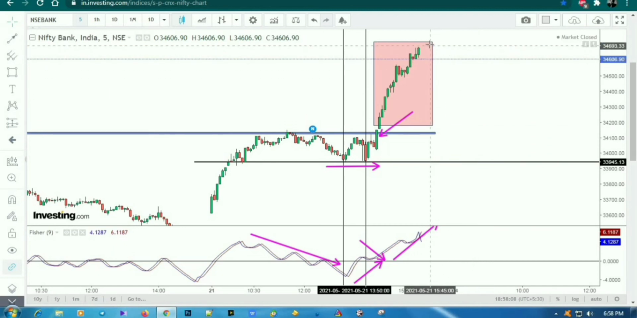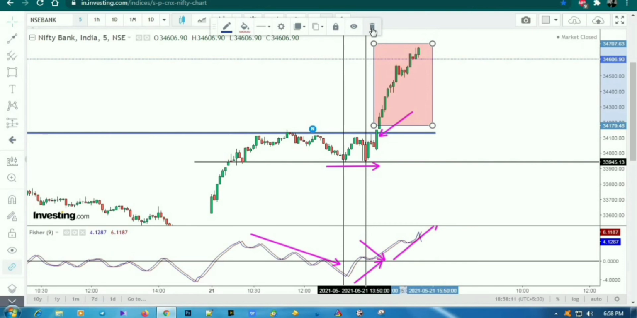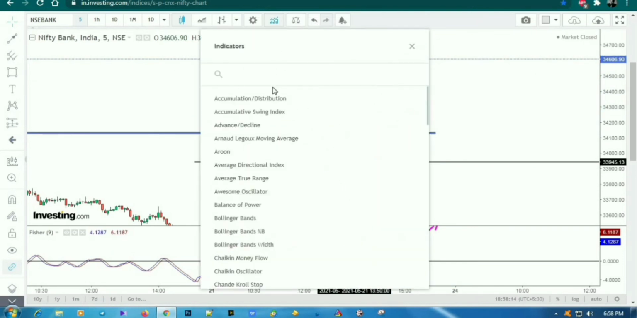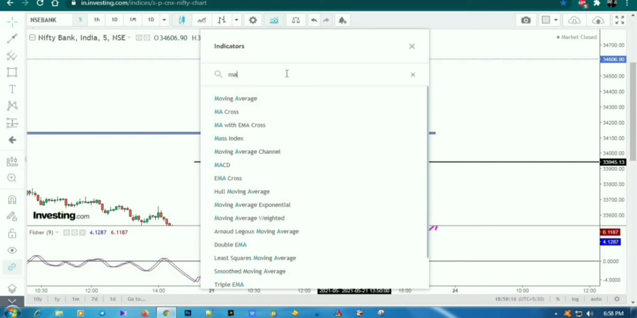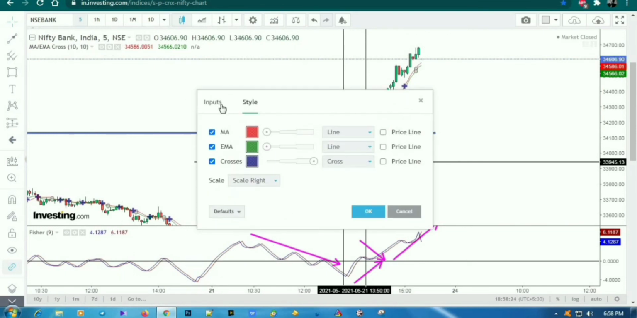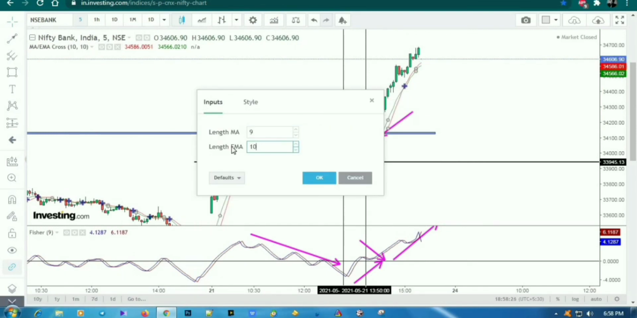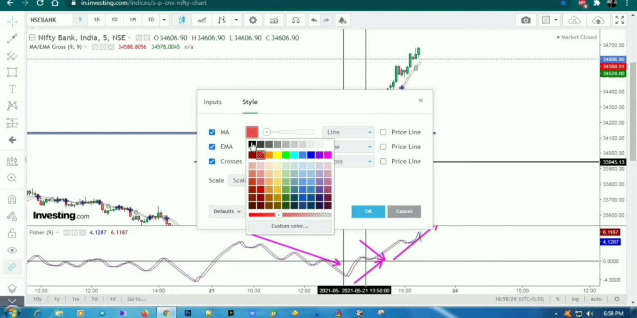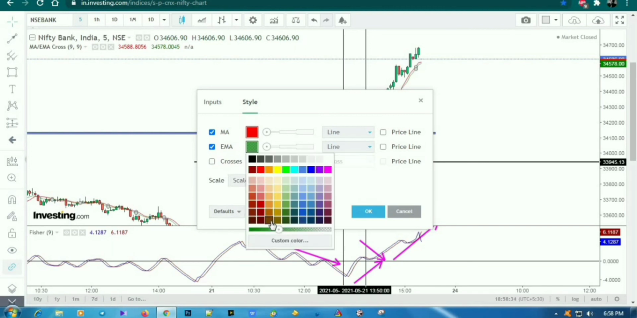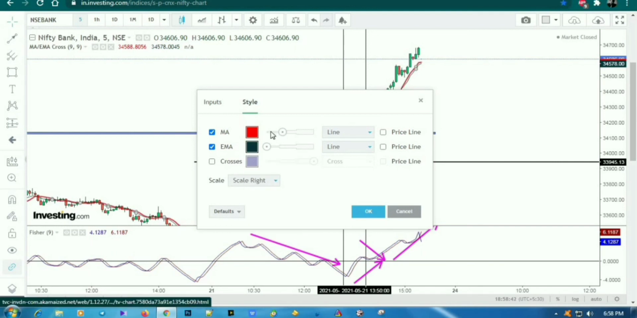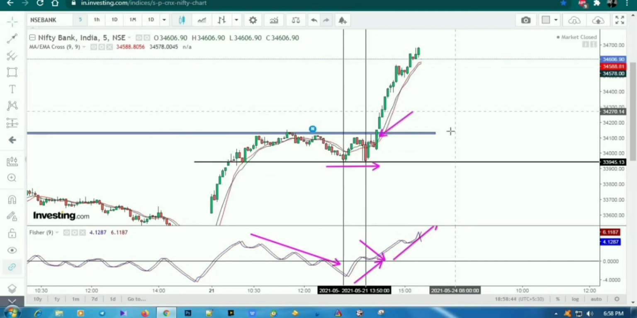But in the stock market we cannot rely on a particular indicator or particular data. So for that I'm going to use another indicator, which is the moving average crossover, that is the simple and exponential moving average, which is a very useful indicator. So the default value I'm going to change to 9, and let me change the color to bright. Okay, so the red one here is the simple moving average, and the blue one is the exponential moving average.